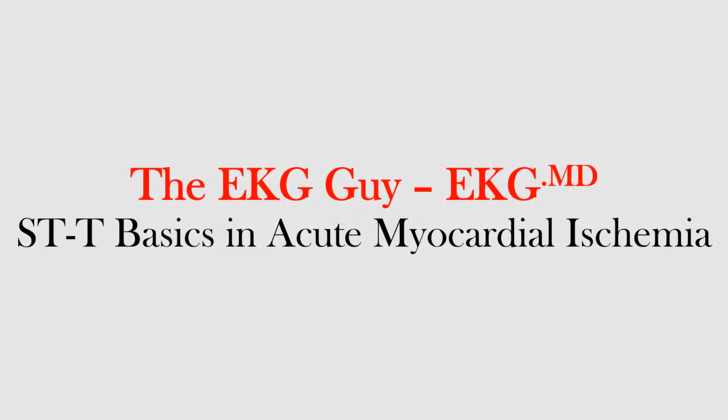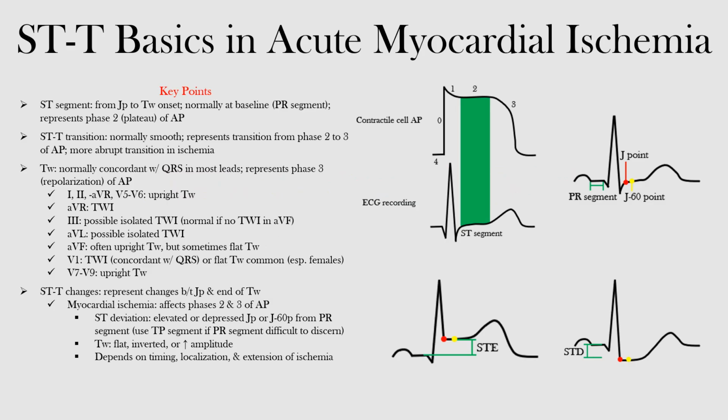In this lecture, we will discuss the ST segment and T wave, including what they represent, how they normally appear, and how they are often affected in myocardial ischemia. The ST segment represents the plateau phase, or phase 2 of the cardiac action potential. It begins at the junction point, or J point, to the onset of the T wave.